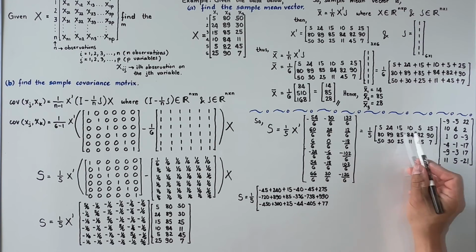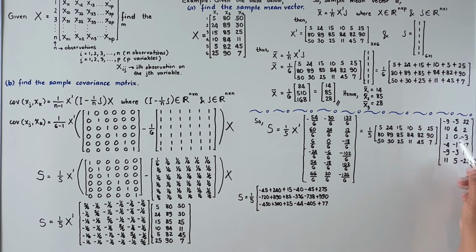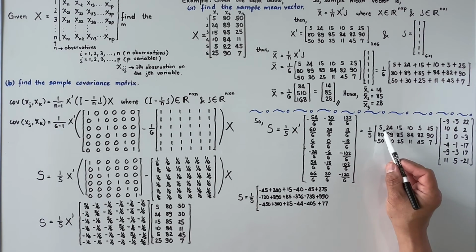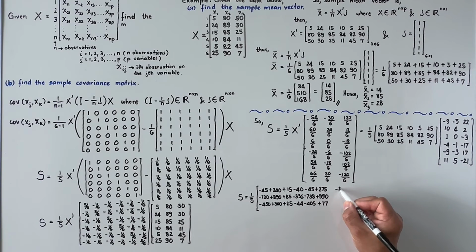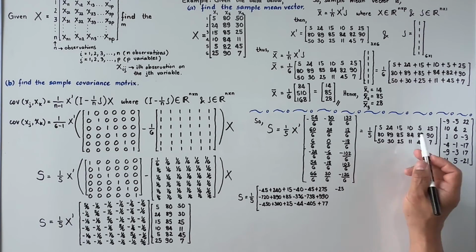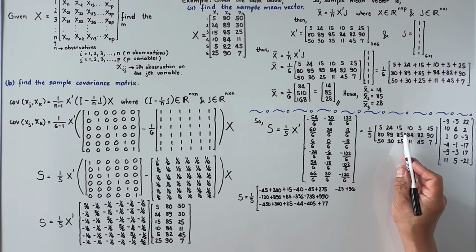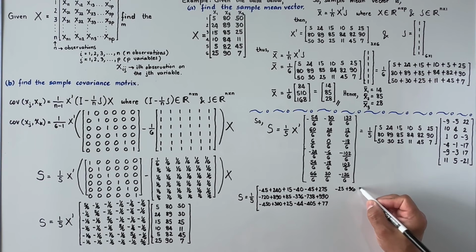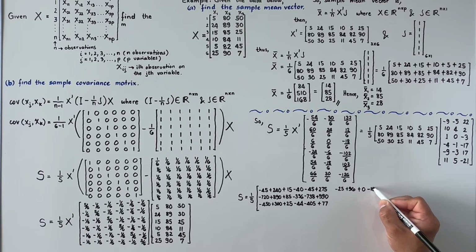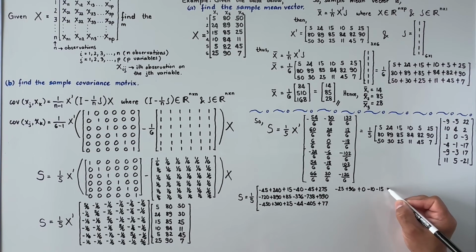Now, we will multiply also the 3 rows by this second column here. So 5 times negative 5, we have negative 25. 24 times 4, we have positive 96. And then 15 times 0, we have 0 here. And then 10 times negative 1, negative 10. 5 times negative 3, we have negative 15. And 25 times 5, which is 125.